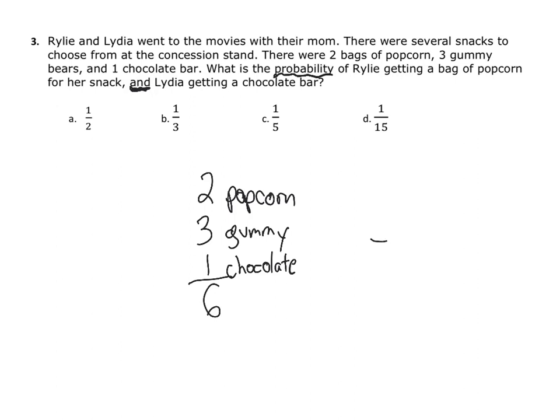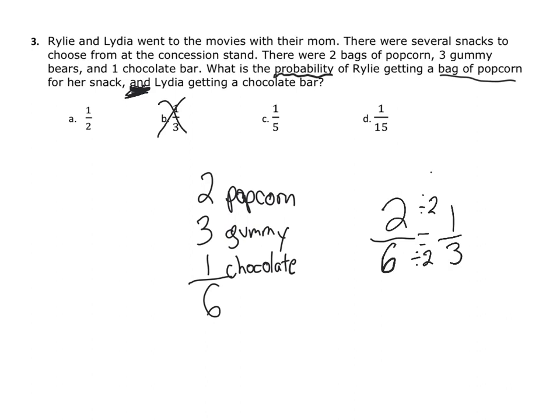We said we were going to have a fraction. The first fraction is talking about a bag of popcorn. So we see that there's 2 bags of popcorn right here. So that would be our top number, 2. Our bottom number is the total number of items that we have, so that would be 6. Now we can reduce that. We can divide each by 2 to get 1/3. Now that is an answer choice, but we know we have to do more to the problem because of this word right here, and. So let's cross out 1/3 because that's the tricky answer.